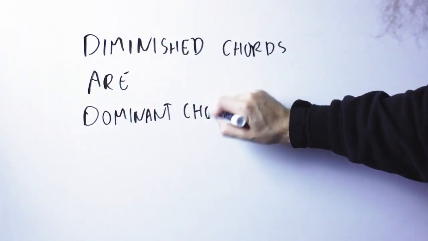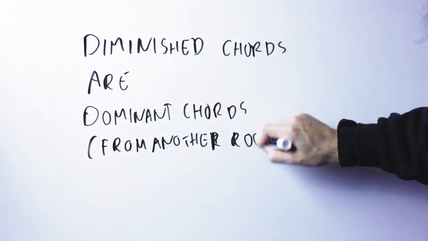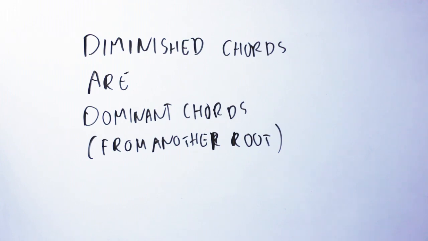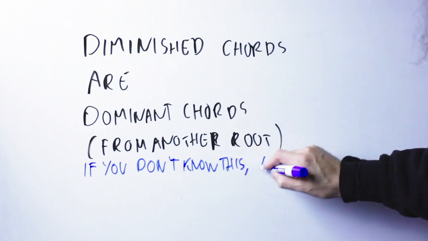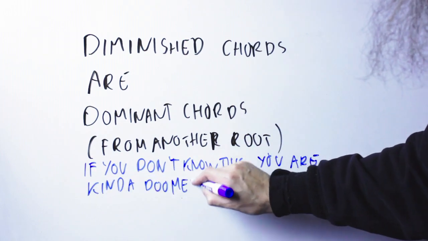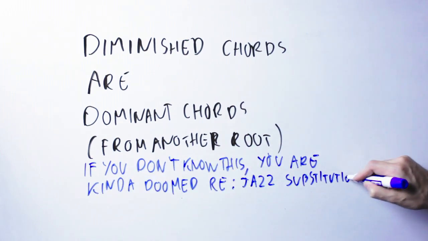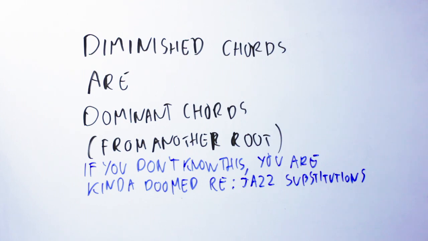So as you see, diminished chords are dominant chords on another root, a root that is not originally in the diminished chord. And this substitution is done a lot in jazz and in classical music and in several other styles. So it's good to be familiar with that because it happens all the time, and musicians in all those styles use those two families of chords, diminished and dominant, interchangeably all the time.